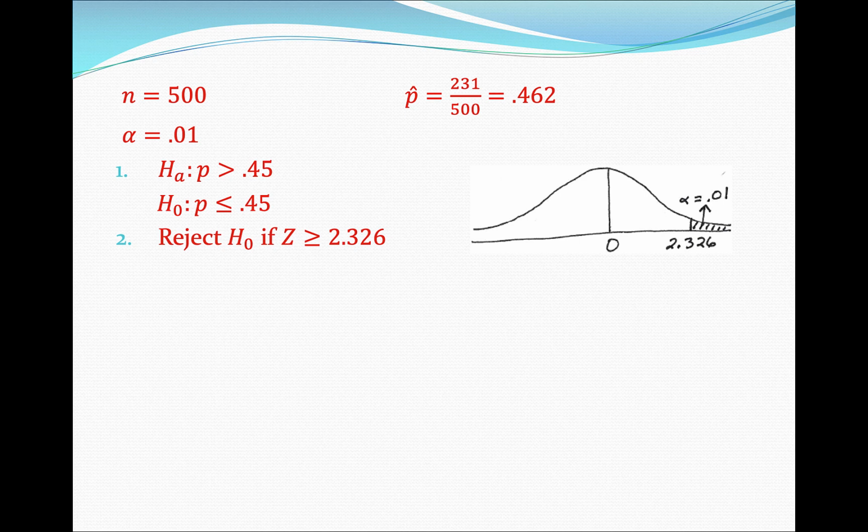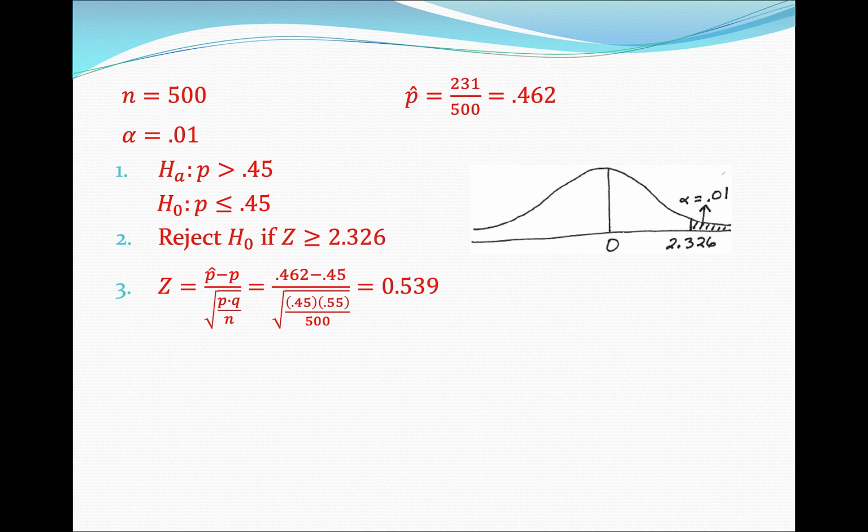2.326. Your test statistic for a proportion, and you've seen this before as well, is p hat minus p over the standard error, which is the square root of p times q over n. So we plug in what we know. We know p hat is 0.462. Remember what we do for p. P is 0.45. We're assuming it's 0.45 because that's what we're comparing it to in our hypothesis.